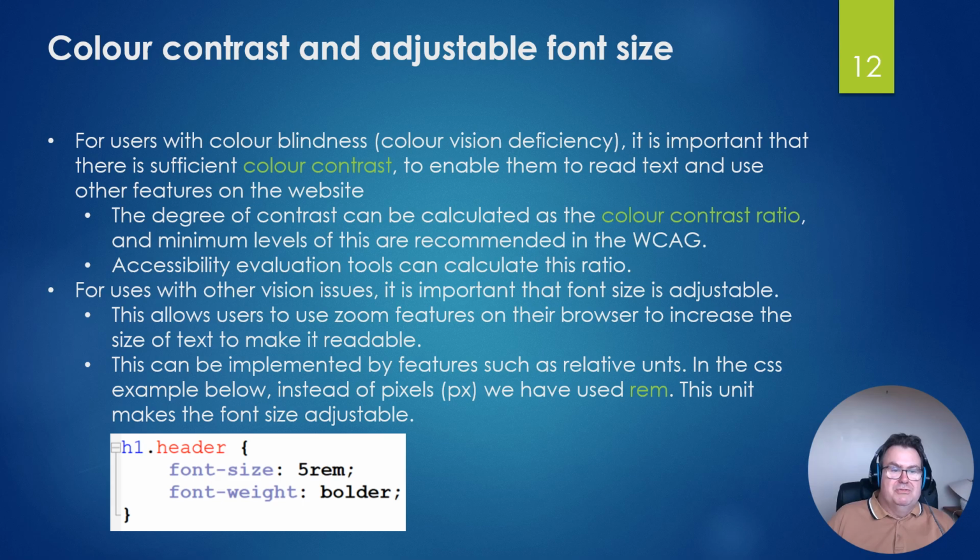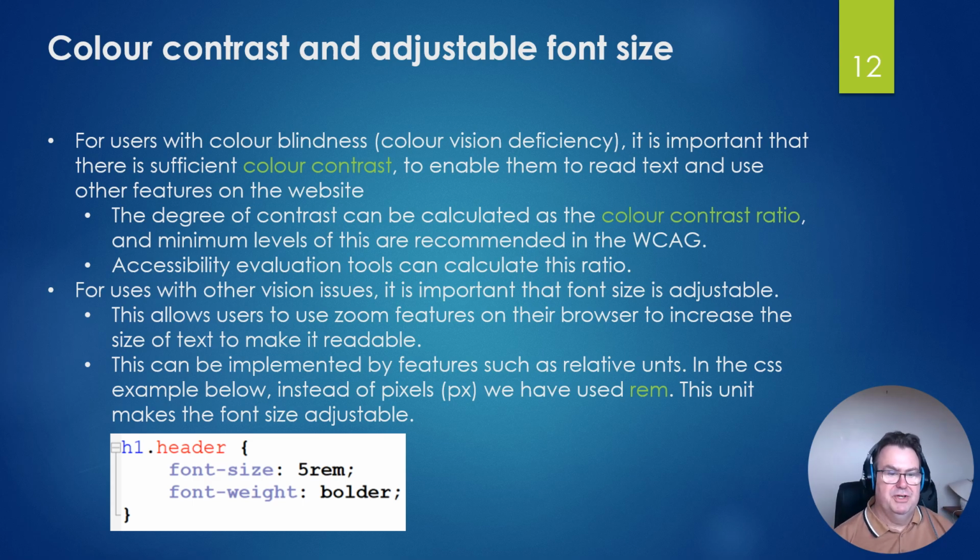So if the ratio isn't high enough, then elements that are different colors that are adjacent are not distinct enough. And that's going to cause people with color vision deficiencies an issue, understanding how to use these things, or to tell them apart, really. Just for users with other vision issues, font size should be adjustable so users can zoom in on the browser to increase the size of text, make it readable.